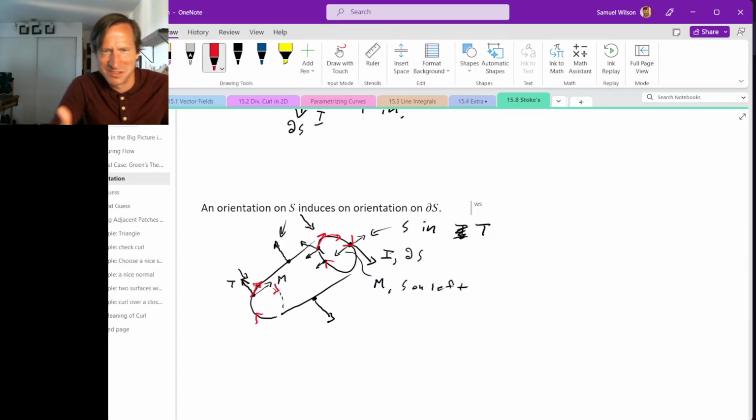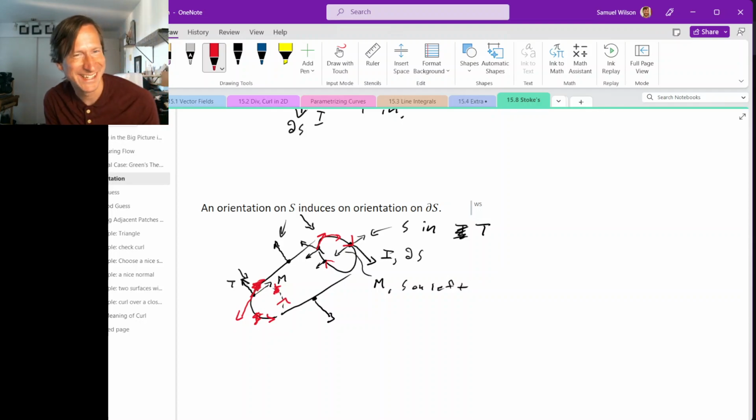No, I've got that backwards. Sorry. My index finger has to go this way. So this is going this way around the boundary. Good, that's what I expected.